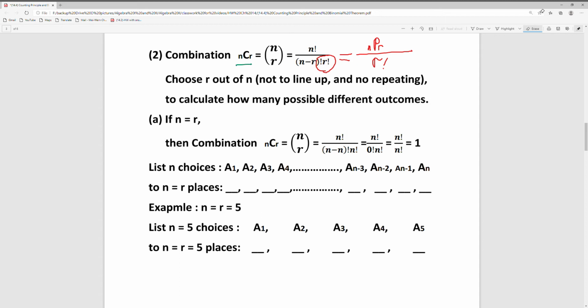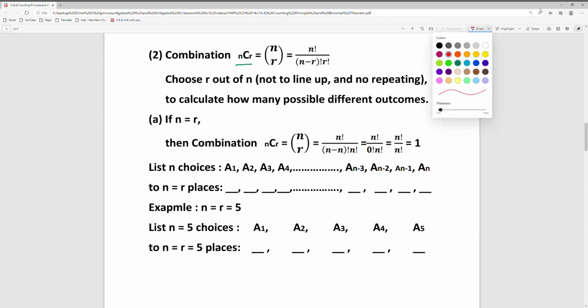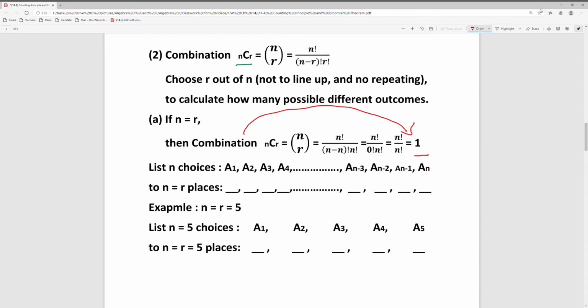Okay. Same thing, I would like to use an example to show you. Now, first example, very easy. If you choose r out of n and you don't line up, I think by concept, you should understand it's 1. The answer needs to be 1. Why? So, by the concept, you jump without the formula, without calculation. You should know the answer is 1.